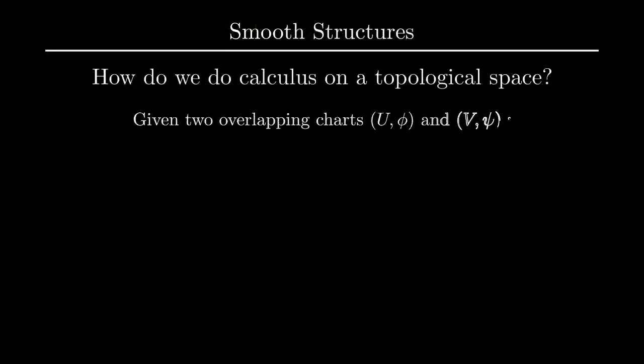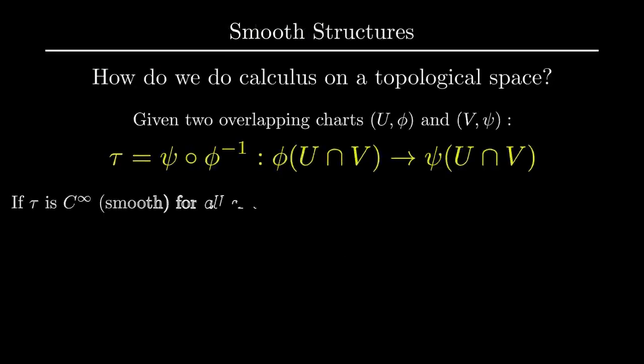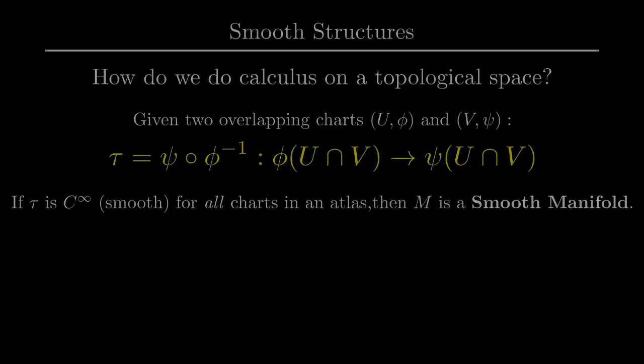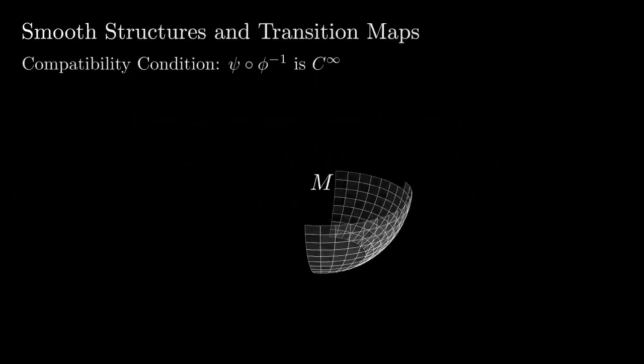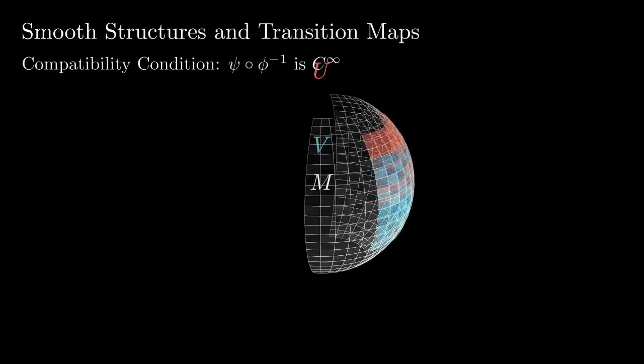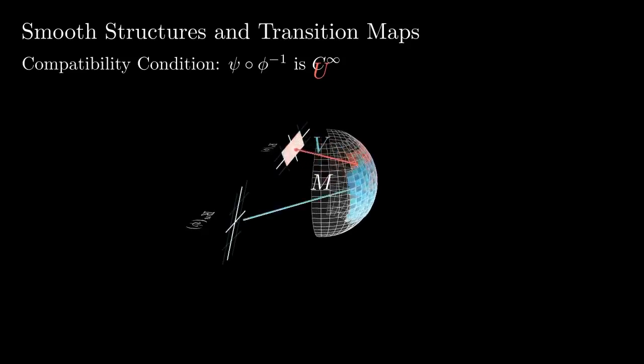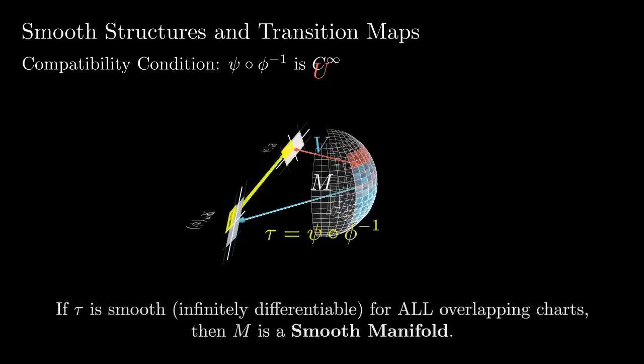We can do calculus on a manifold when we have a smooth structure. For a smooth structure, we have to have a compatibility condition. Let's see what this compatibility condition means. Suppose we take two patches, U and V. U is the red one and V is the blue patch. The functions phi and psi map these to Rn. If we go through psi, then phi inverse, this should be infinitely differentiable.